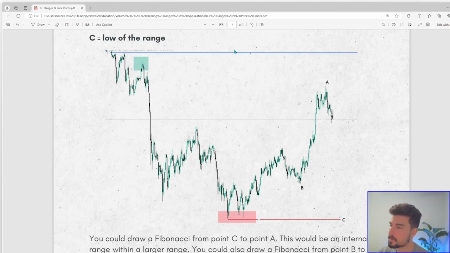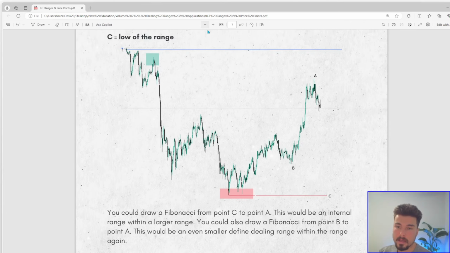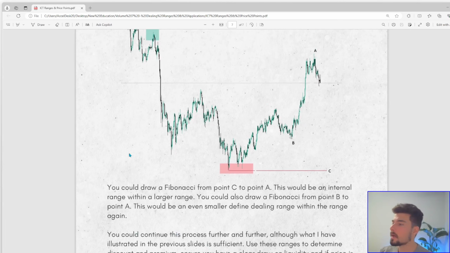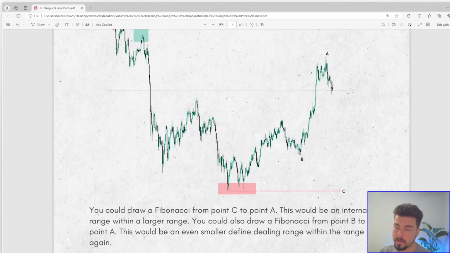And it's not about predicting, because again, it doesn't have to react from the OTE zone. So I think this lesson itself is really, really important. And again, you can continue this price further and further. So I'm going to finish off with one last concept and then we'll end the video there.